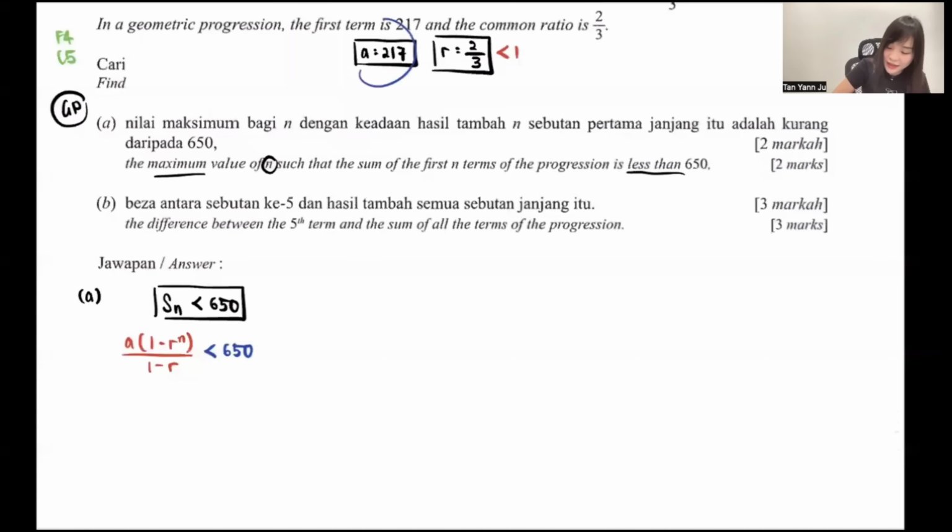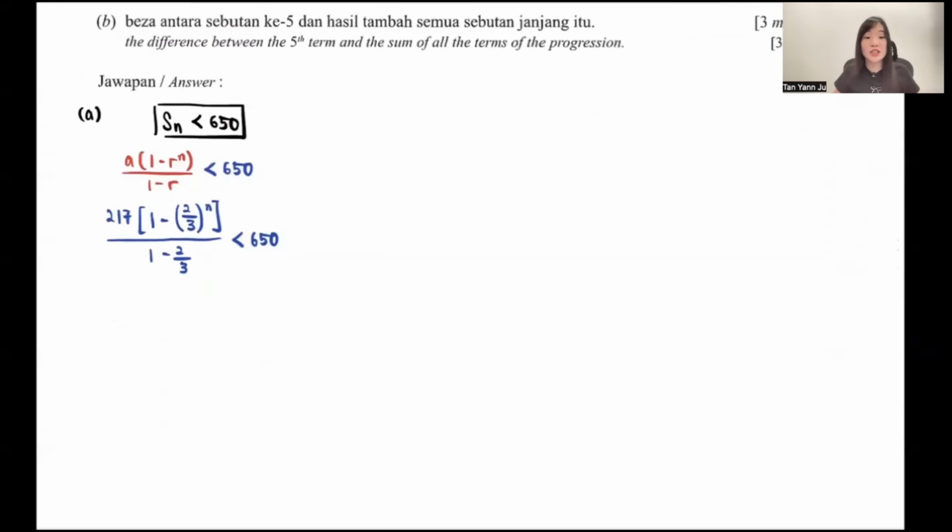So now the A is 217, so 217. 1 minus the R is 2/3, so 2/3. Then the n we don't know yet. So the R again, 2/3, less than 650. So the rest is just mathematics, yeah? So guys, divide and move it up times. So 1 minus 2/3, but times 650, I think I will get 650/3 here. So here 217 bracket 1 minus 2/3 power n close bracket.